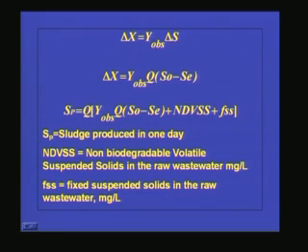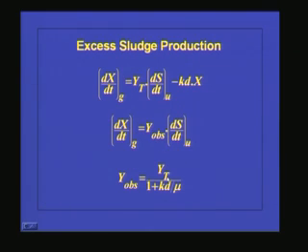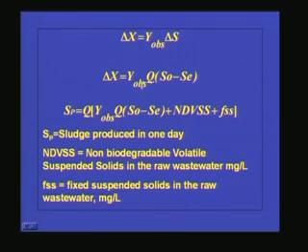S0 is the initial BOD coming to the system, and Se is the BOD going out of the system. And we know the Y observed, which we can calculate using this formula. We know Y from the biokinetic parameter estimation, and kd we know, and mu we will be knowing. So from that we will know Y observed, and this is the total biomass production.